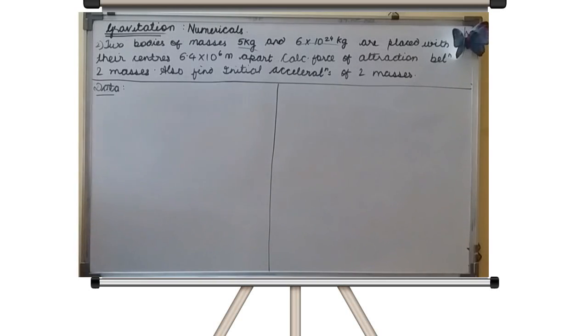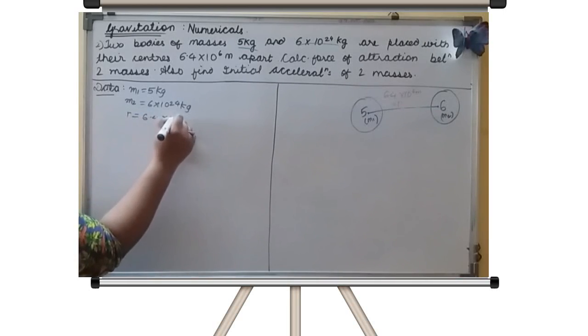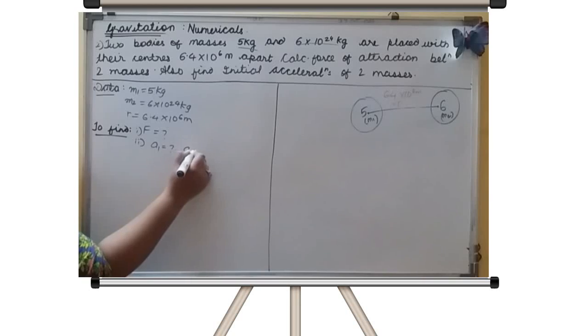First, let us draw the rough figure. First body is of 5 kg and second body is of 6 into 10 raised to 24 kg. Let them be M1, M2. Then the centers are 6.4 into 10 raised to 6 meter apart. That is nothing but R. R is 6.4 into 10 raised to 6 meter. Force of attraction, that means F. And second is the initial acceleration of both of the bodies, so A1 and A2.